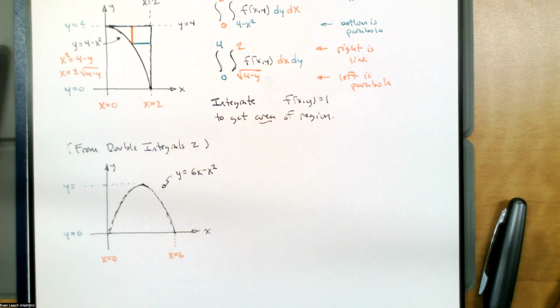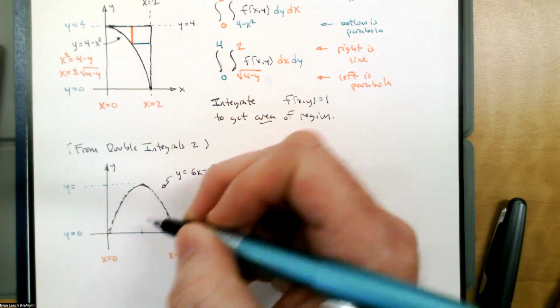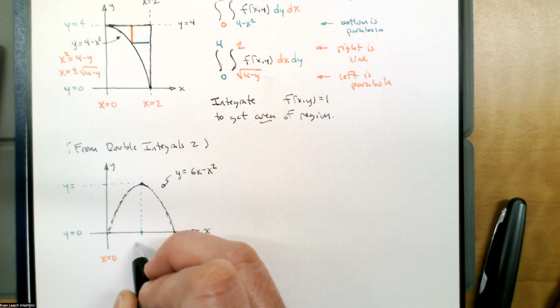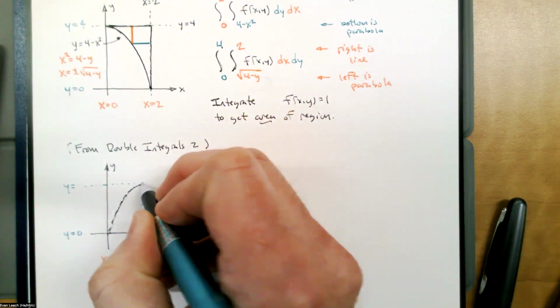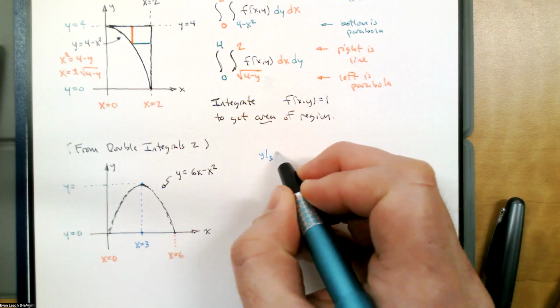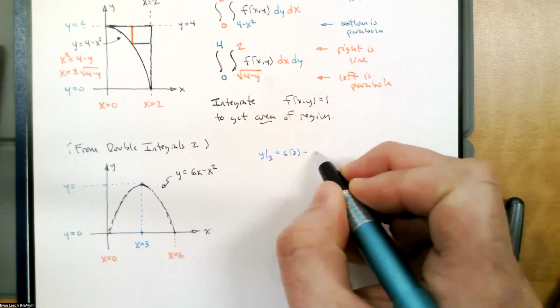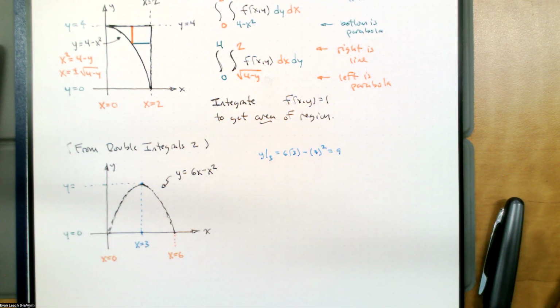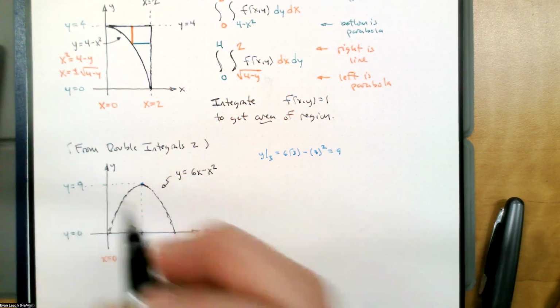In this case, we have a parabola with x-intercepts at 0 and 6. Knowing what we know about parabolas, the vertex will be halfway between the x-intercepts. So the vertex happens when x is equal to 3. If we plug in 3, y evaluated at 3 would be 6 times 3 minus 3 squared, which is 9. So y is equal to 9. The vertex is at 9.